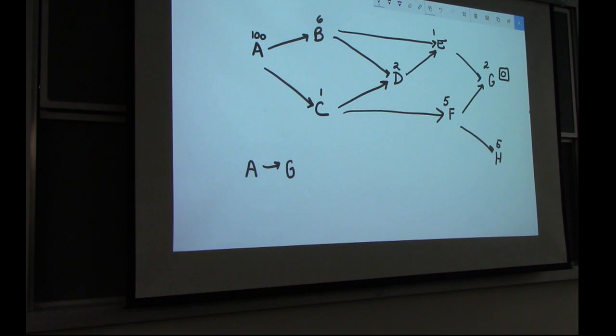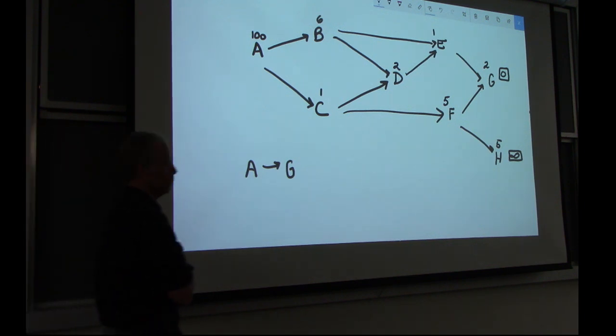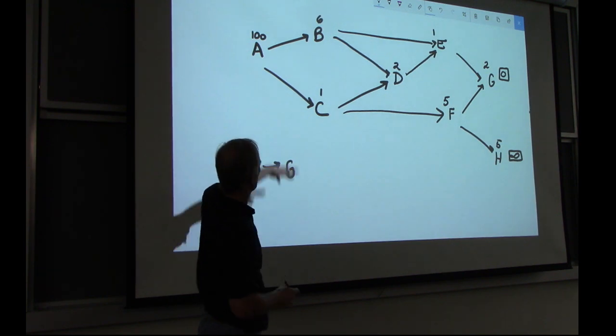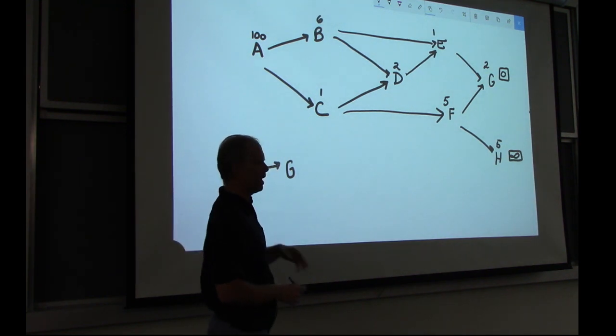Okay? What about H? What's it going to cost you to get from H to G? You can't. So I'm going to call that infinity. Can't do it. All right? What about from A to G? What's wrong with asking that question right now? Because that depends on the cost of getting from B to G and C to G. I don't know what those are yet.